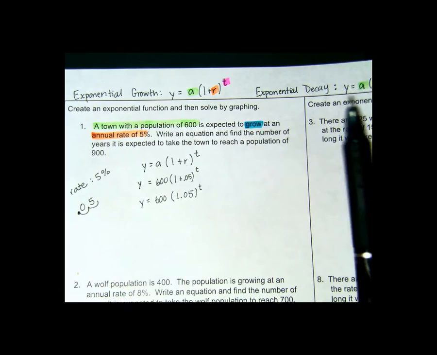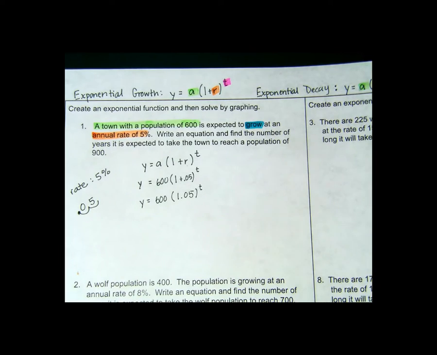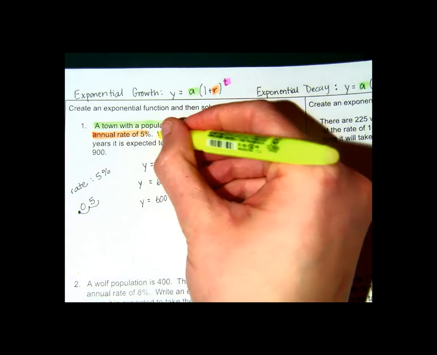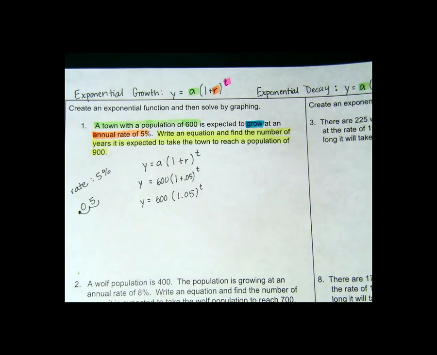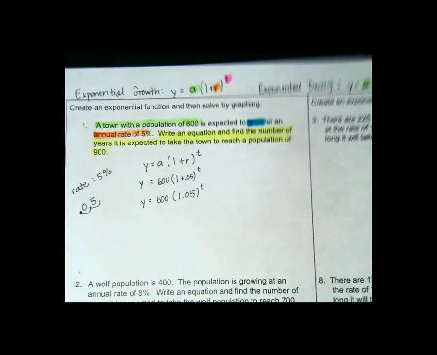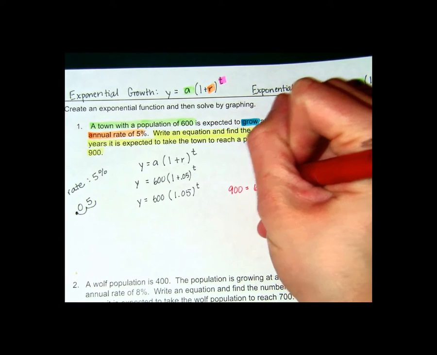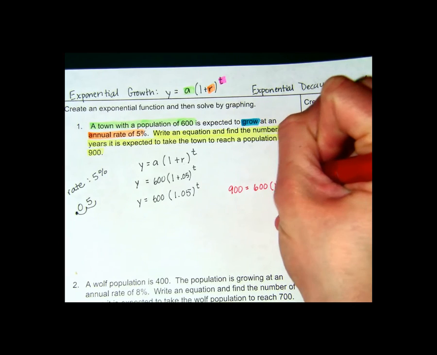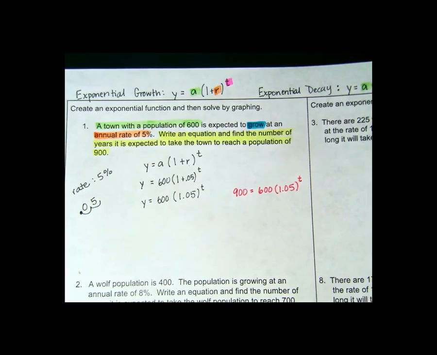Create an exponential function. It says then solve by graphing. To solve, I'm going to use this. This is the question. We have written an equation, but now we need to find out how long it takes to reach 900. That's the final population, Y. So I need to determine when the population will be 900, if it starts at 600, grows at 5%, what year, time will that be?